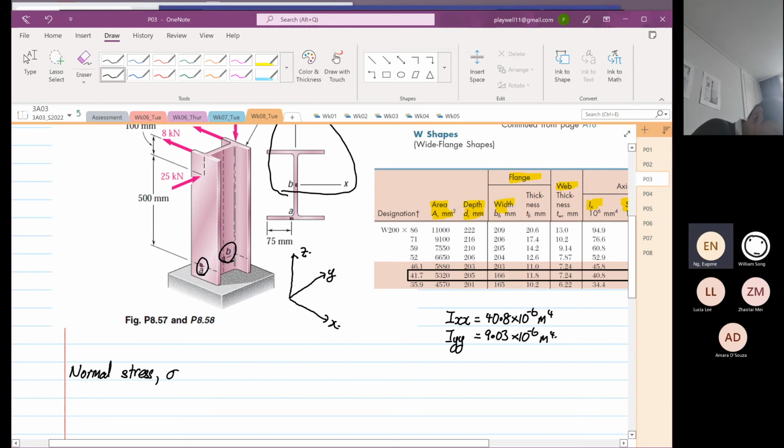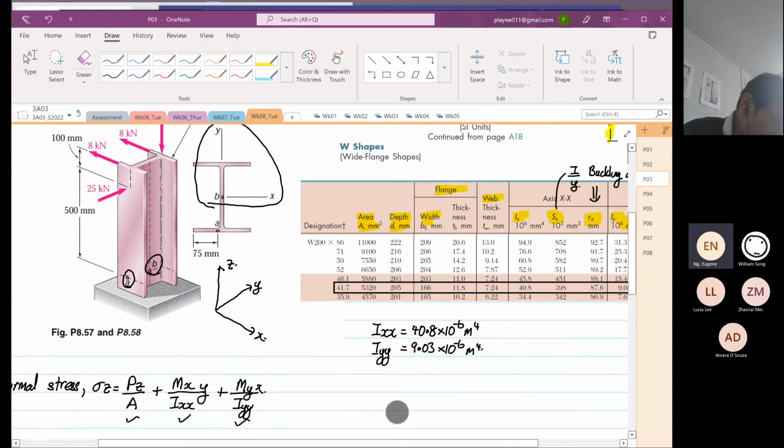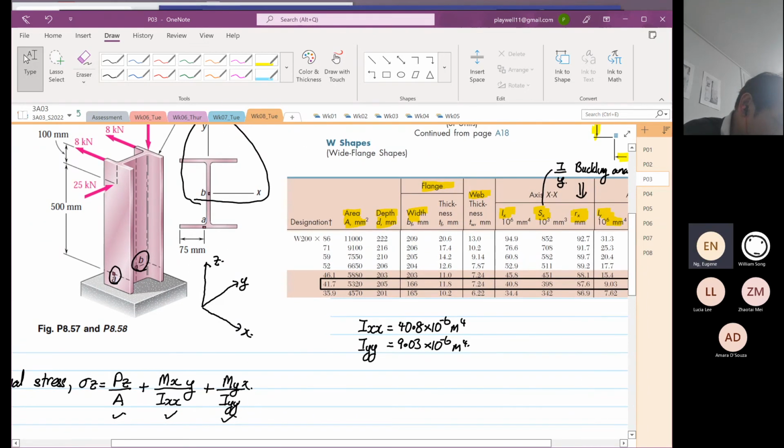Okay, stress Z is equal to PZ over A, plus MY or MX over IXX multiplied by y, plus MY over IYY multiplied by x. So let's see what things we can get from the table. We found our IXX, we found IYY. Next we need to find our A. So A is our cross-sectional area, which is given as 5320.